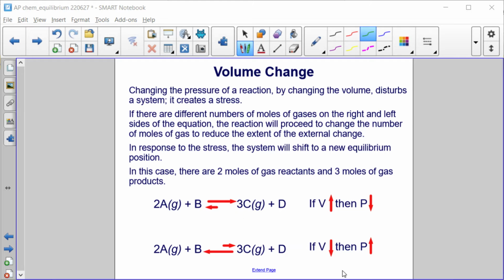If the volume decreases, then the pressure increases. An increase in pressure will shift the equilibrium toward the side of the reaction with fewer moles. In this case, that's the left. So we see the equilibrium position shifting toward the reactants, or toward the left, in order to counteract that increase in pressure.